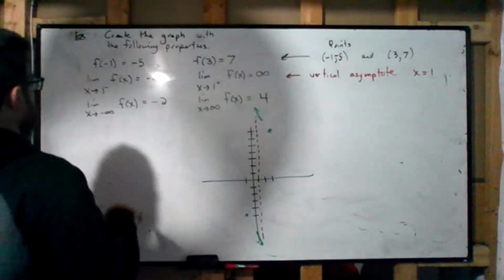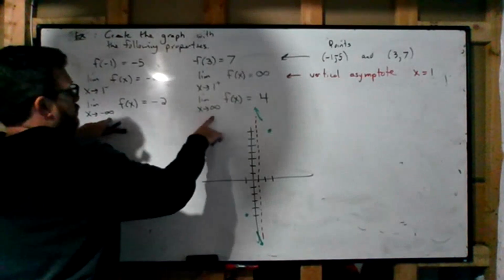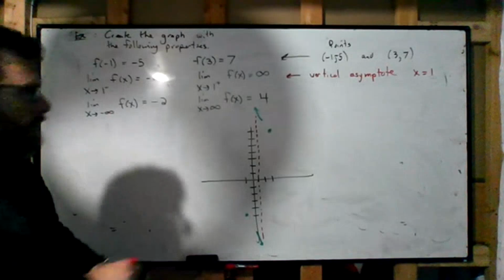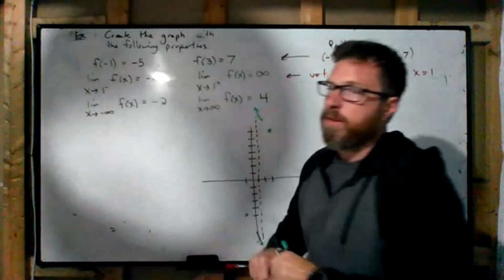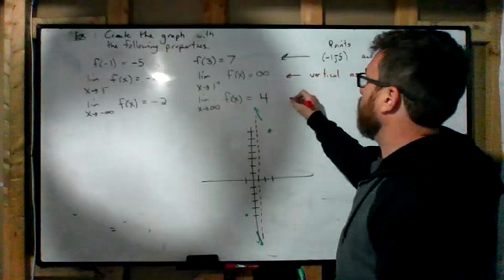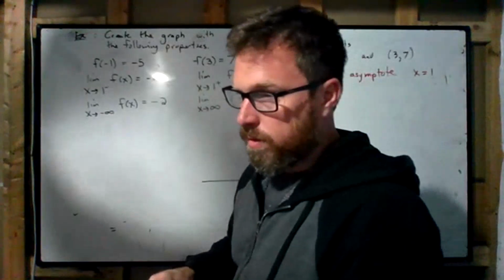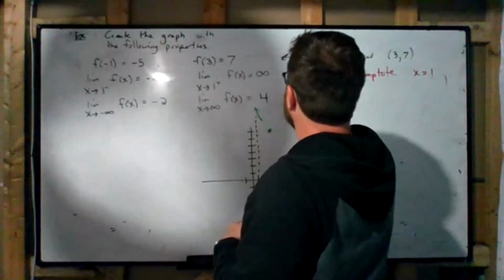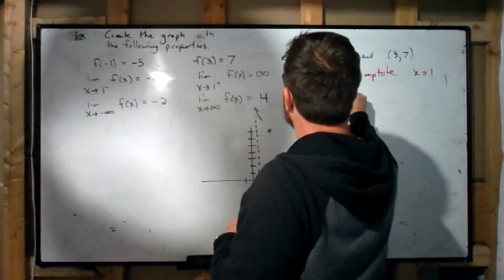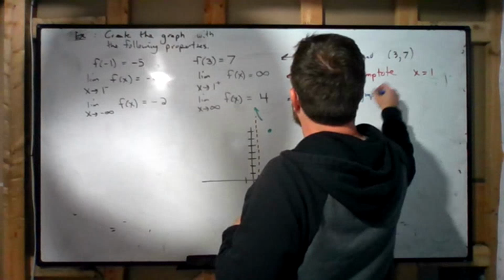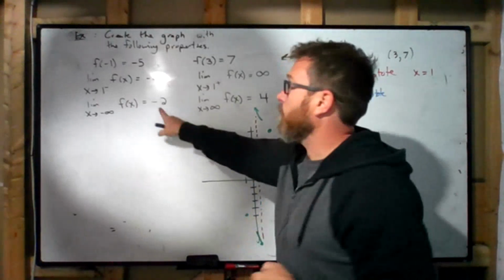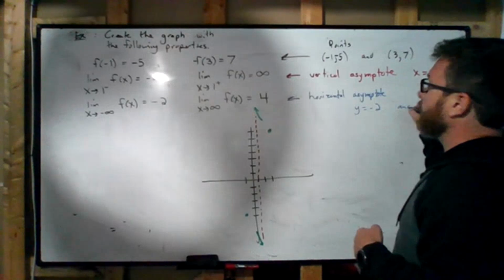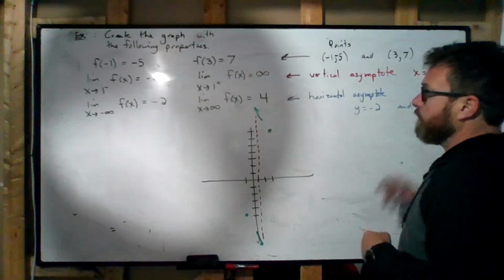The last thing I know is that as x goes to negative infinity, this is going to be -2. Now this is a piecewise function. They don't usually have different horizontal asymptotes. So these are horizontal asymptotes, and that means I have two of them. I have y equals -2 and y equals 4.